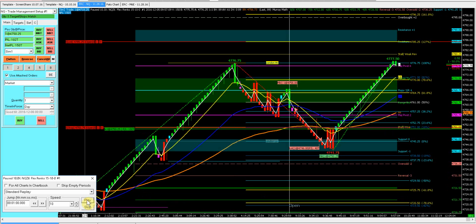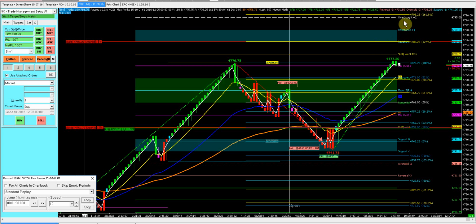Okay, Murray Math levels just shifted. Look where resistance just shifted, at that 47.85.25, 127%. So now I've got fib confluence. Interestingly enough, I have fib confluence between the 127% and the bottom of resistance, which is where I'd normally get out anyway on a trade.